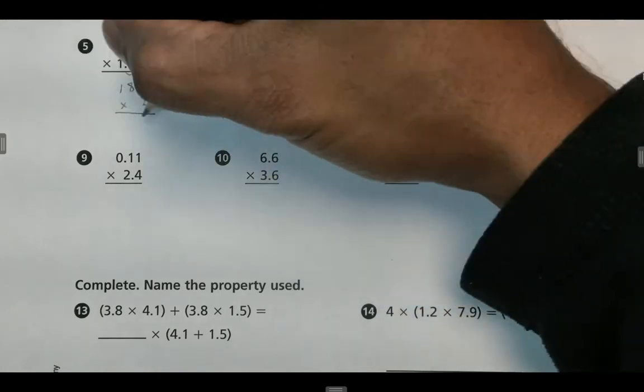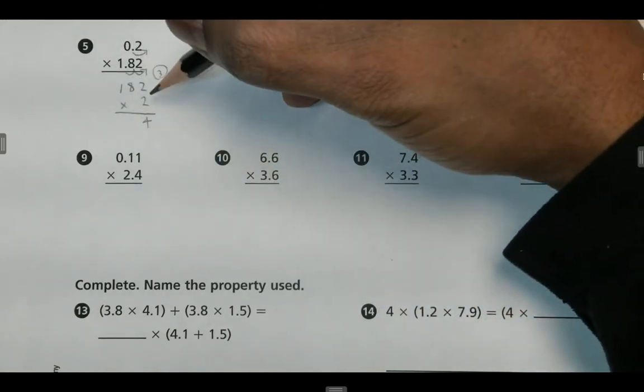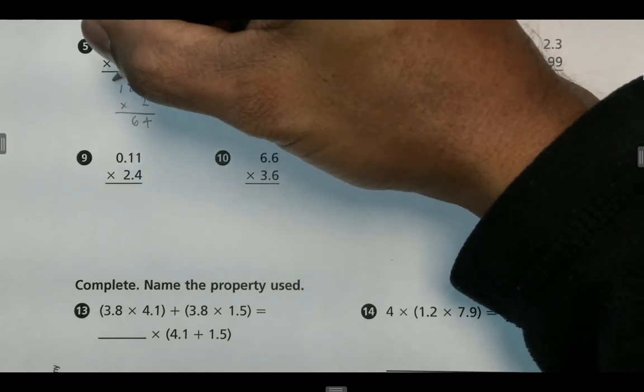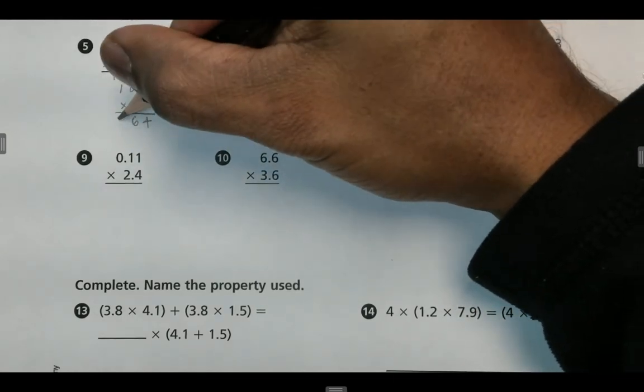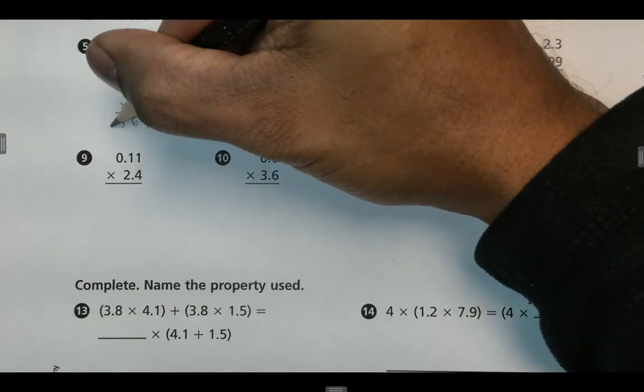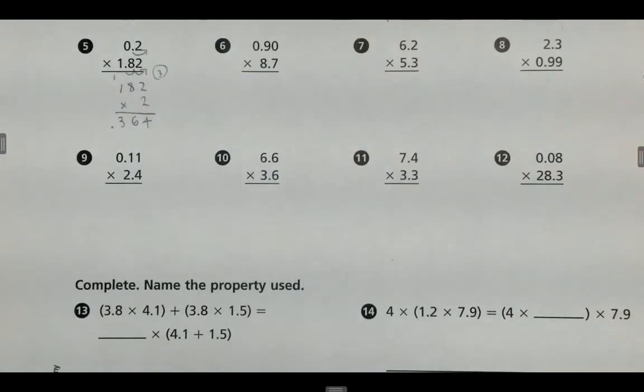2 times 2 is 4. 2 times 8 is 16. 2 times 1 is 2, plus the 1 is 3. Come in 3 places. Pew, pew, pew. 364 thousandths.